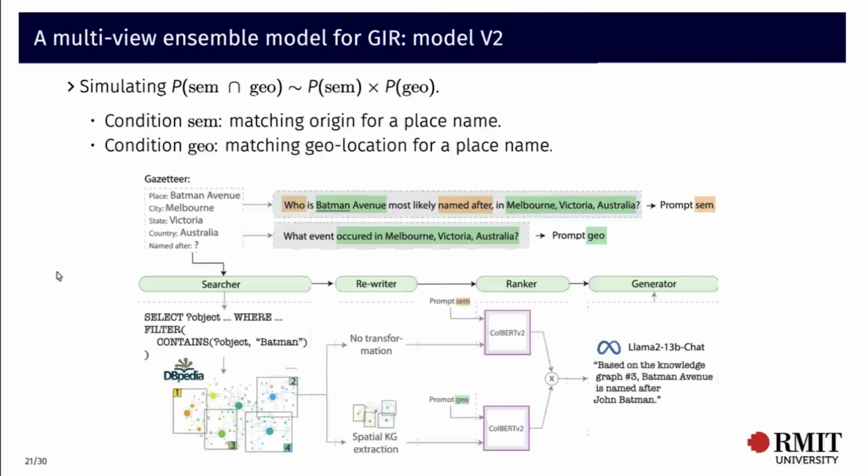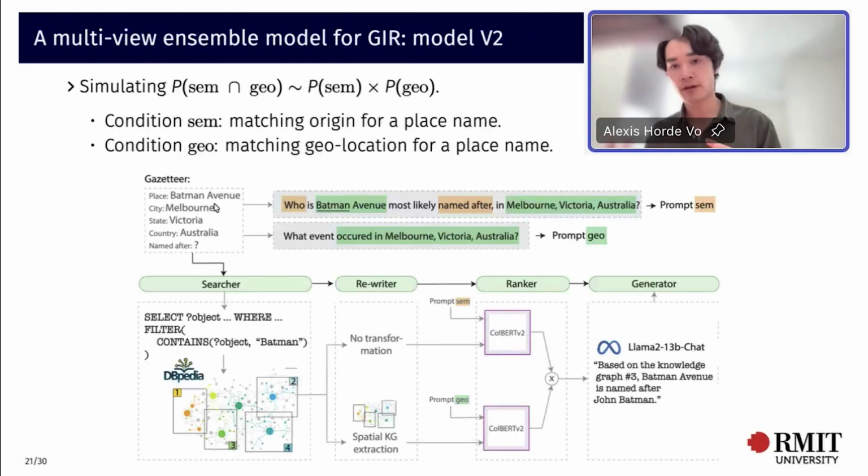So we picked almost exactly the same framework, because I didn't want to create a new framework. What I did is that we had a complex query, which is finding the origin of place names, and I decomposed it into two different tasks. There are two conditions. First, I want the answer to perfectly match an origin, and the second condition is that I want the answer to match the location. So I wanted to simulate this type of probability, having condition 1 and condition 2.